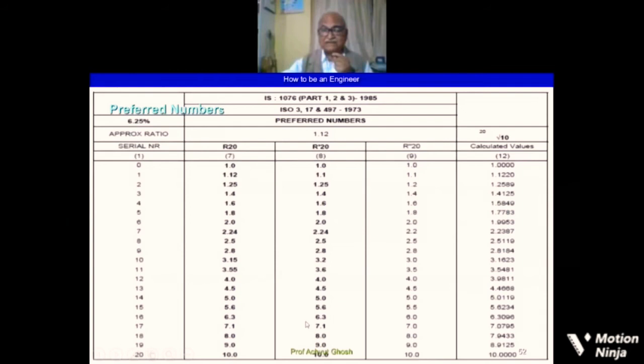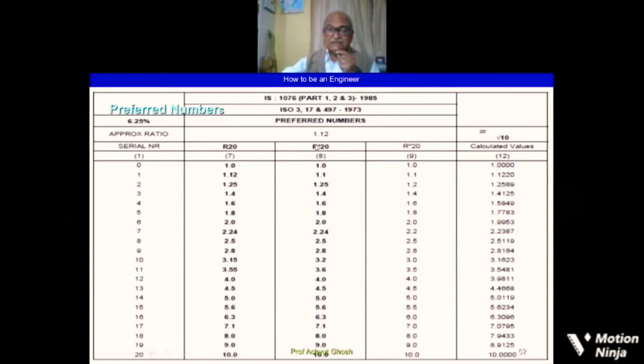I go on in all my designs. You are trying to do a design of a crane, a new factory. What will be the span of the factory? What will be the height of the shed? What will be the capacity of the crane? If the crane is 10 ton capacity in class 4, the same crane can be 12.5 ton in class 3. The same crane can be 16 ton in class 2. The same crane can be 20 ton in class 1 duty. That is the beauty of preferred numbers.